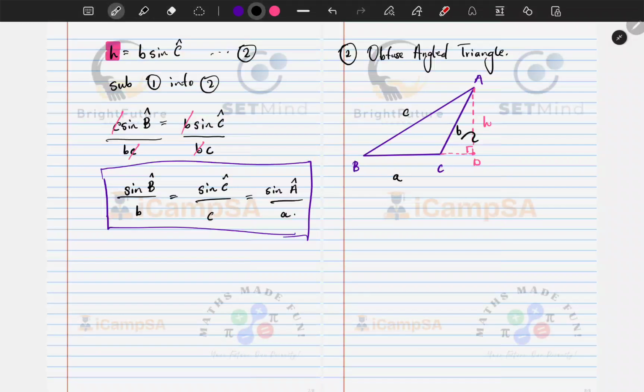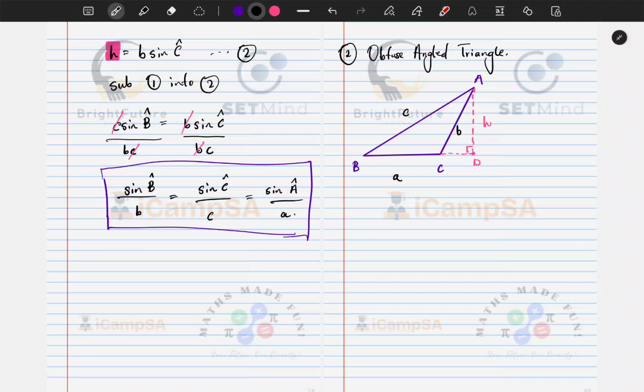So this is going to be the first one, and then the other one is going to be this one. If I have two right angled triangles and I have something in common between those triangles, which is side H, it means that I can derive my trigonometric ratios in terms of H and then equate H. So let's go ahead and see how we can best do that.